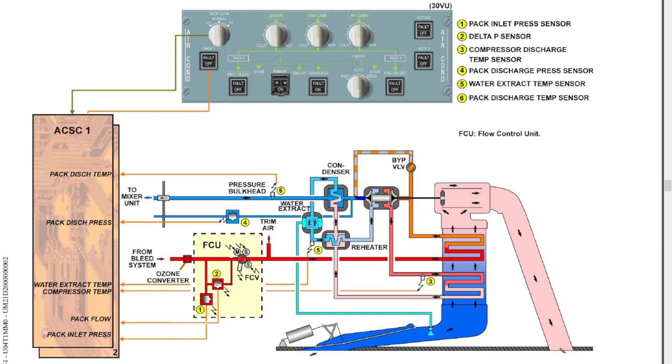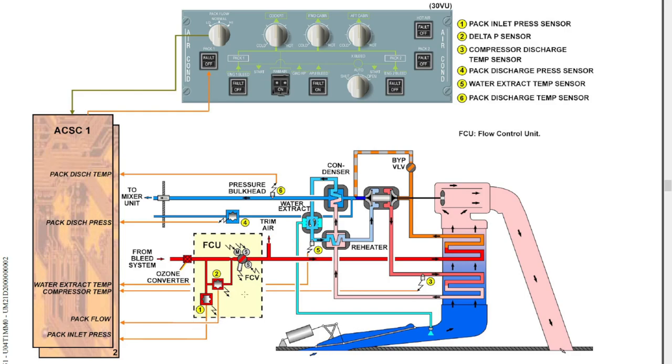And here there are two pressure sensors. One is a differential pressure sensor. Here it says delta pressure sensor, and this is that delta pressure sensor. You can see that it senses the pressure difference. It senses pressure here, it senses pressure here, and it gets the difference. The sensor converts the pressure signal into an electrical signal and transmits it to the related side computer. And here you have another sensor. This is the pack inlet pressure sensor. It is the one which detects the pressure of the incoming airflow into the pack. So the pressure of the bleed air which is coming into the pack is detected by this pressure sensor.